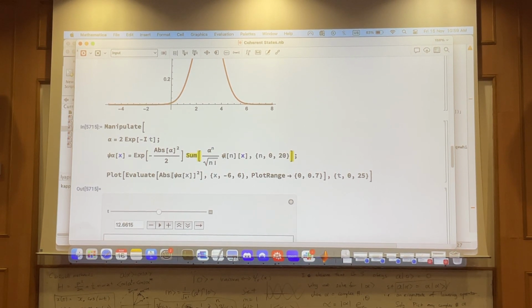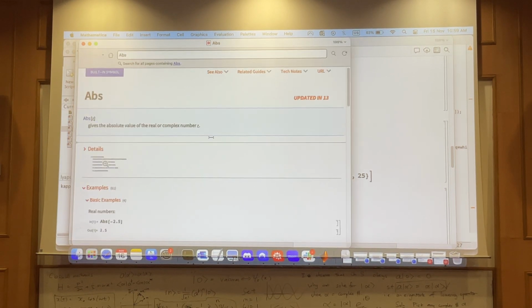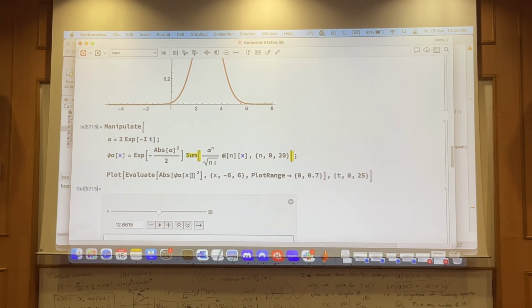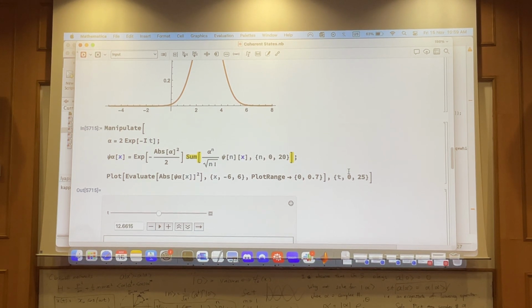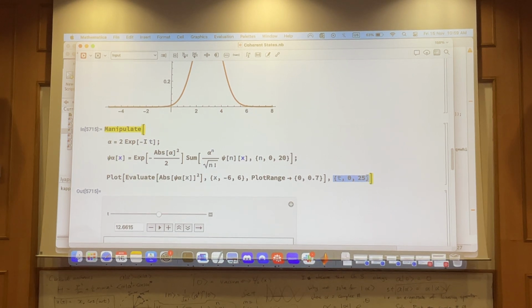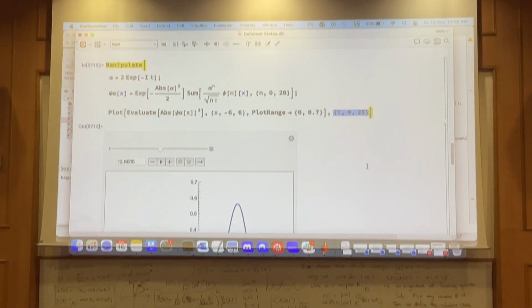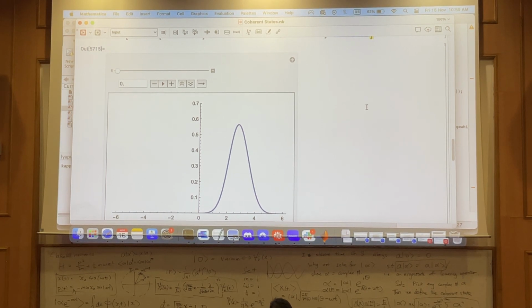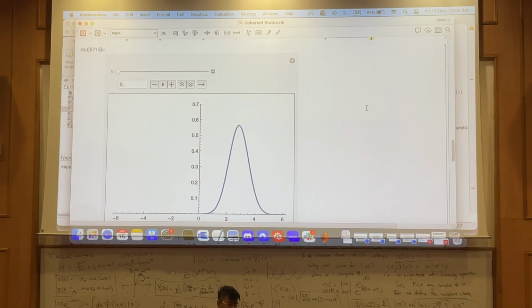And then I'm going to plot the mod square of this, and I'm going to manipulate, which means I'm going to manipulate it in time. I'm going to make a movie, basically, in time. So here, let's pull the slider to 0 first. Initially, this is what we saw before. It's all the way to the right.